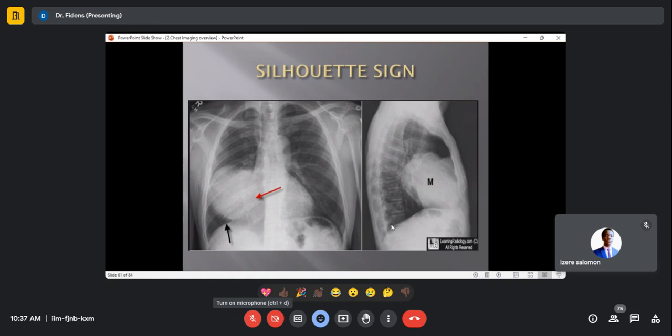Yes. What I mean is, sometimes you cannot see the opacity the way you see it here. But when you check very well, the margin of the heart is not clear, not the way it was supposed to be. Like here, it's very clear, but here you don't see it clear. It's vague. And you ask yourself, why isn't it clear? Or the diaphragm is not clear.